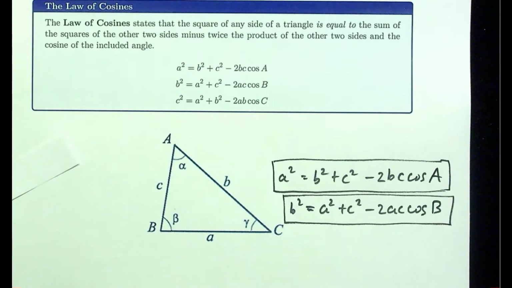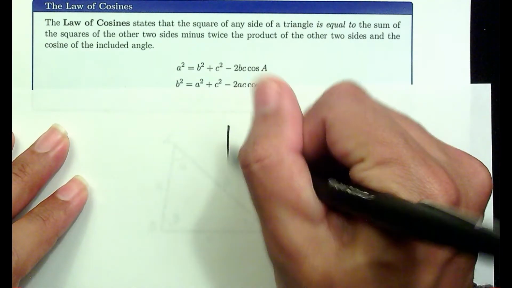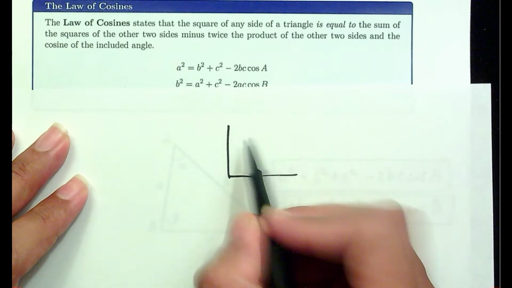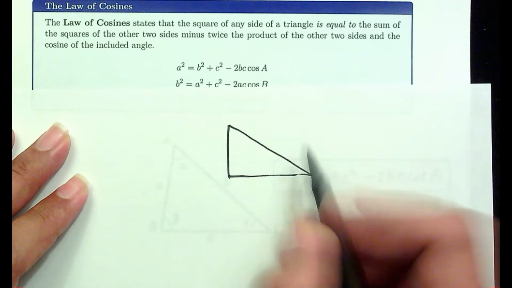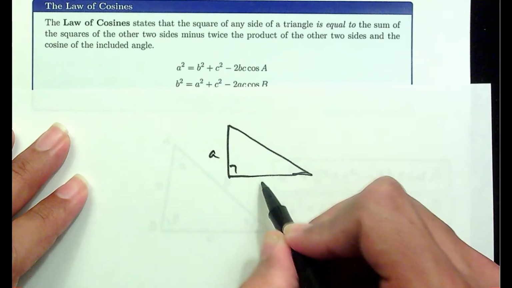Now, I want to mention that I said this is a generalization because of the special case in which you have a right triangle and you apply it as normal. So let's quickly draw a right triangle. Let's say this is A, B, C.